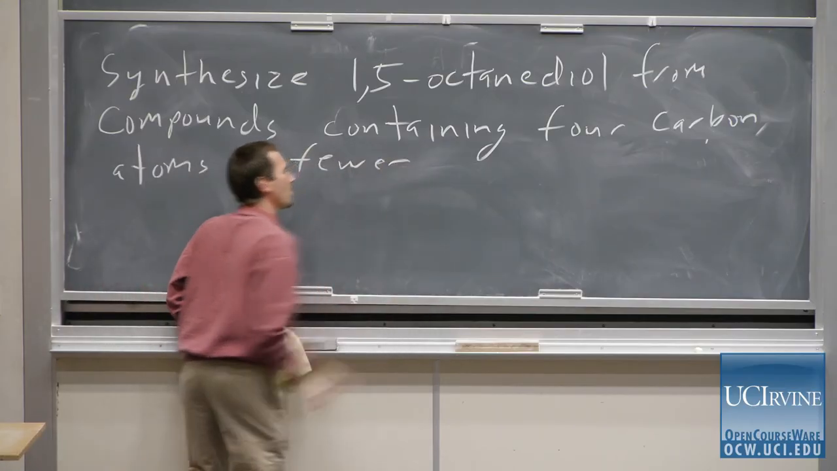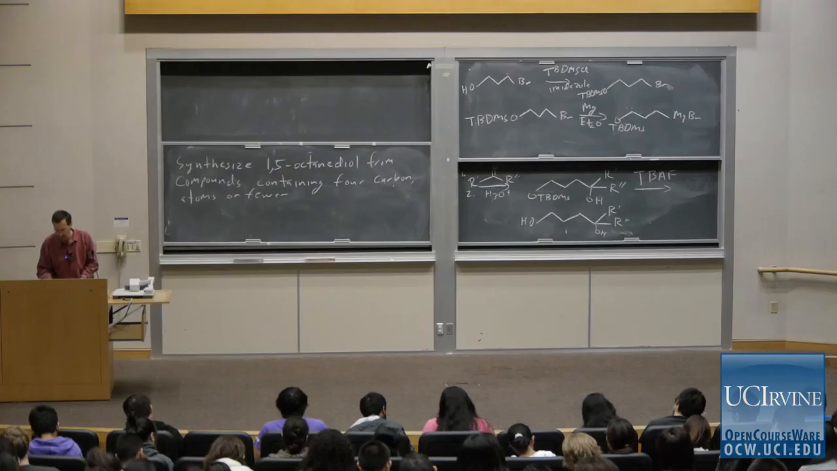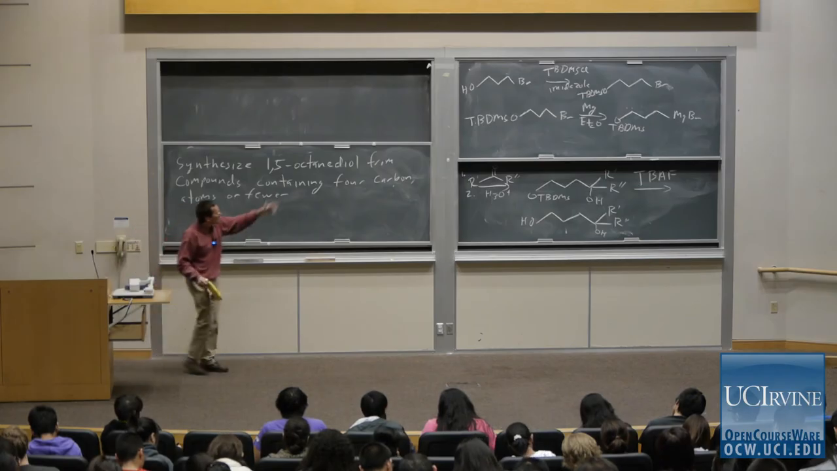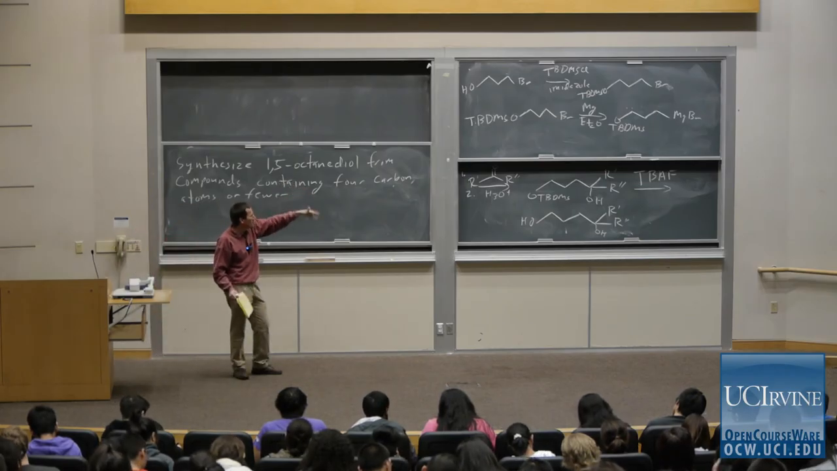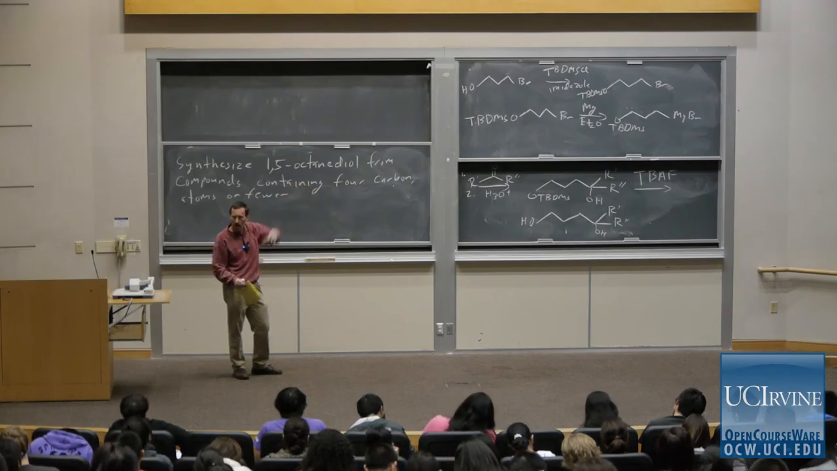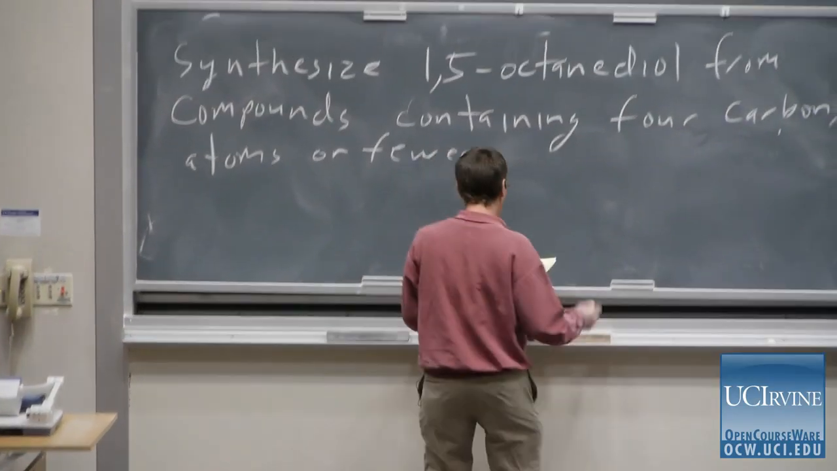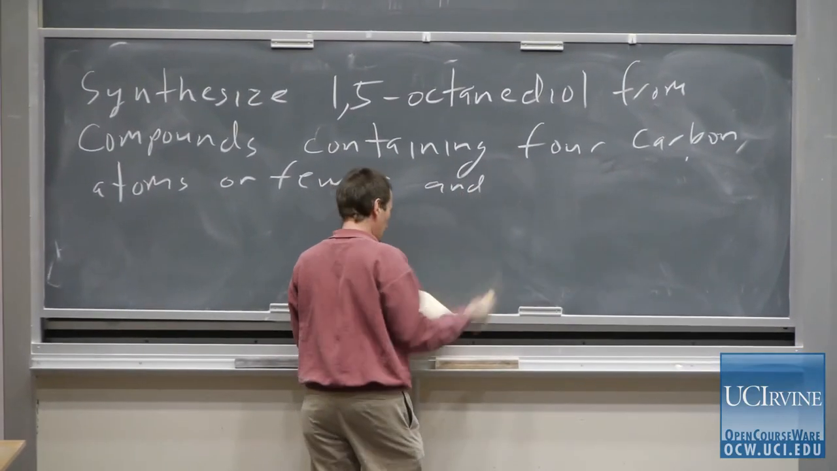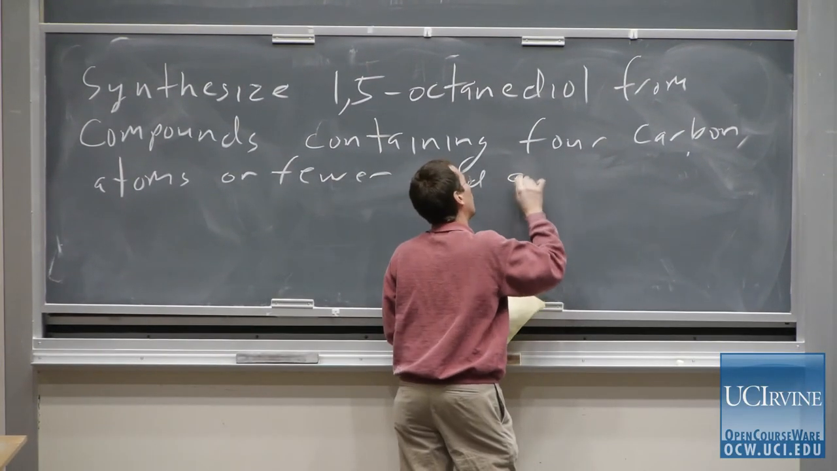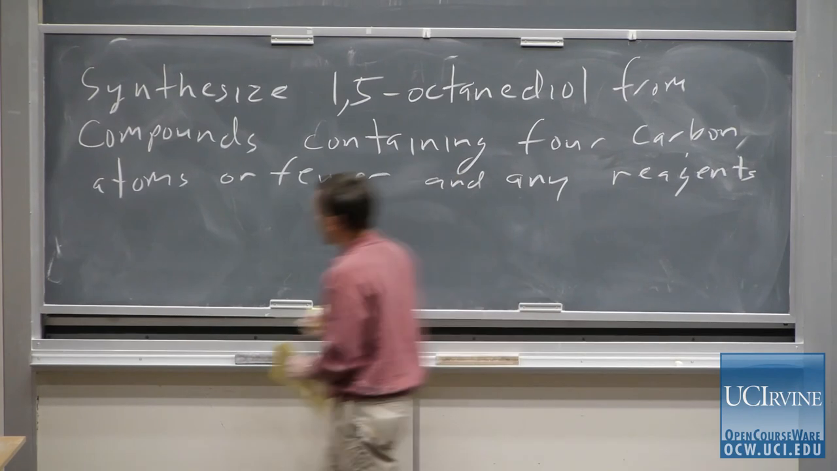And again, just like in my previous example, I've done this to give you a small catalog of organic compounds that you can think of without necessarily saying there aren't bigger compounds available. But since we've already seen that molecules like imidazole, TBAF, and TBDMS chloride are reagents that may have many carbon atoms, I will open up our catalog and say, any reagents that you require.